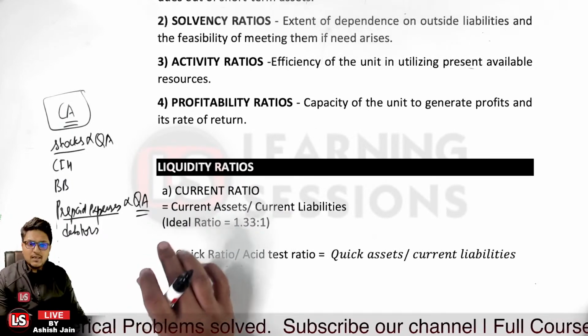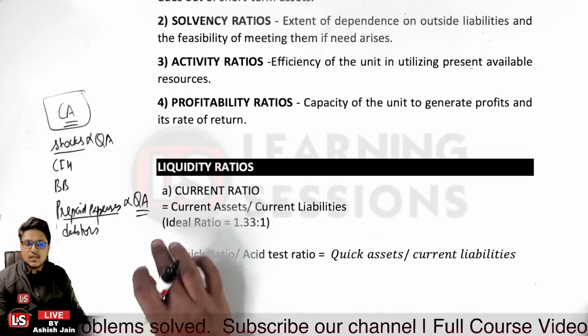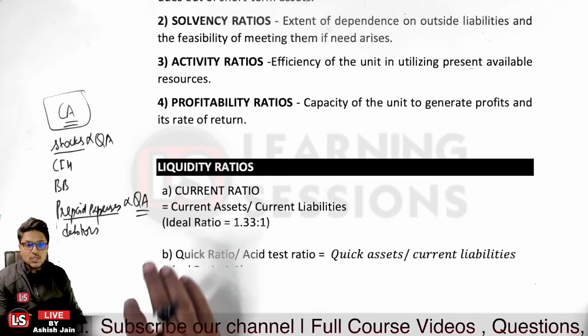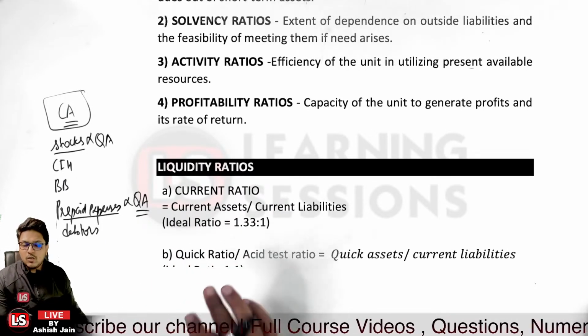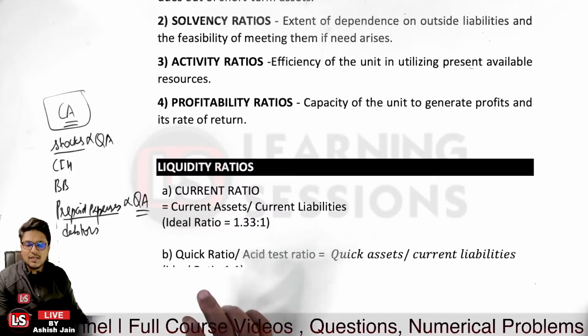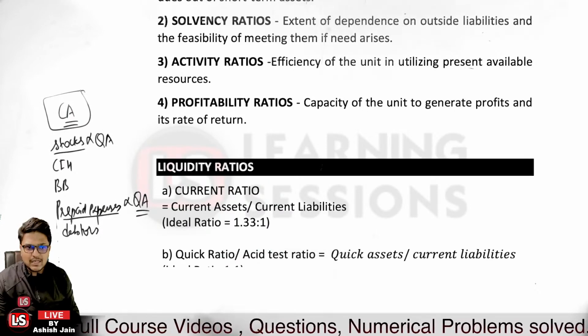That is why these are basically what? These are not quick assets. These are current assets, but these are not quick assets. Okay, so that is why the quick ratio, or the acid test ratio, is a stringent methodology related to the current ratio itself. Is that clear?